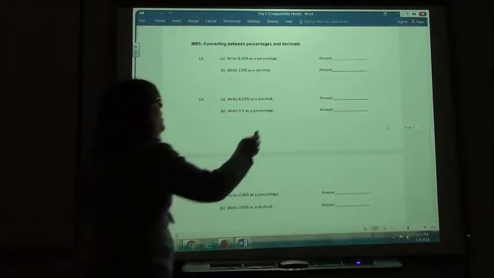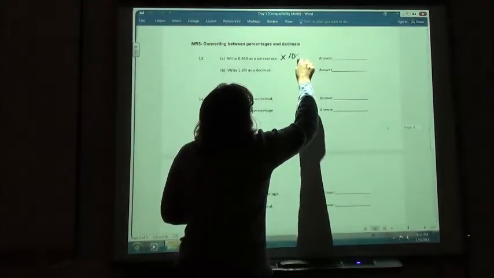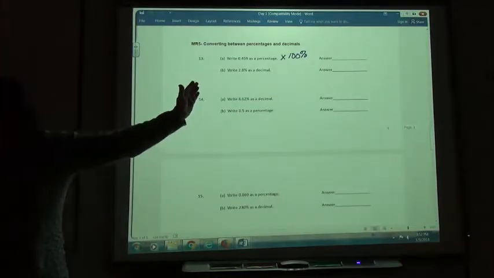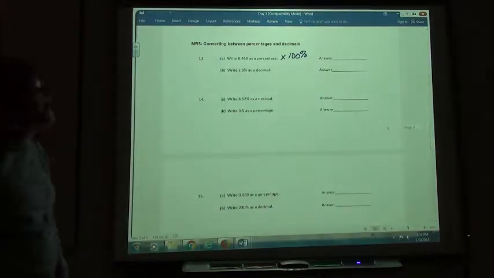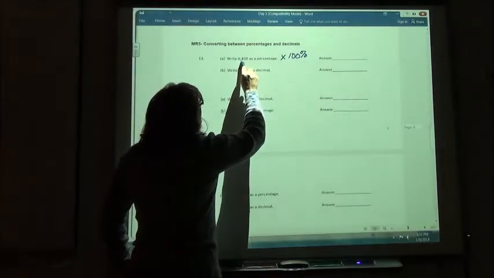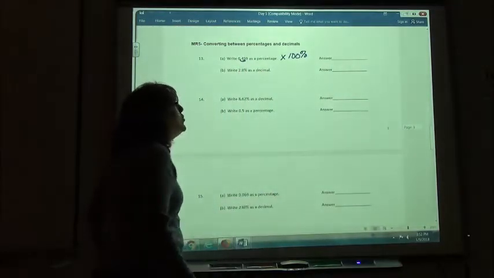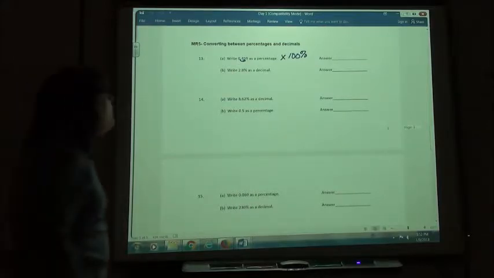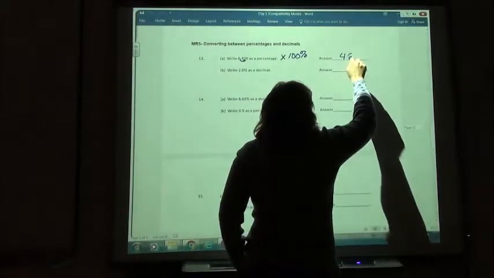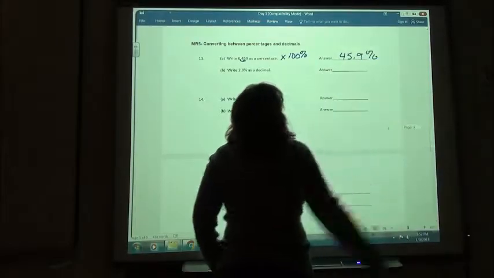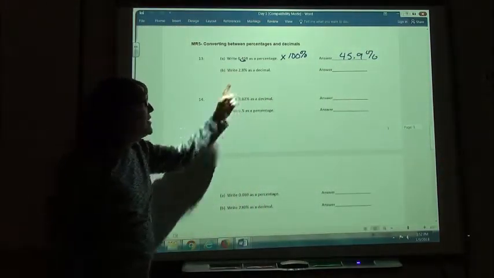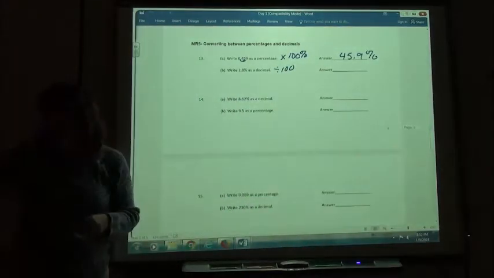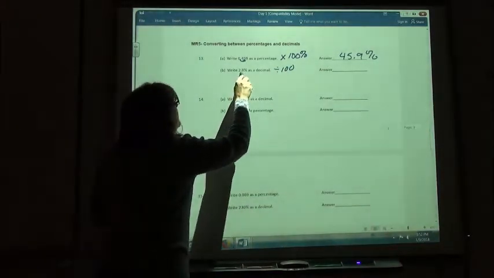When I multiply by 100, all I have to do is move my decimal 2 places to the right. You could use your calculator, but quick way, just move it over 2 places. 100 has 2 zeros. Our number system is powers of 10. So I would have 45.9%. If I want to get rid of the percent sign, I'm dividing by 100, which moves my decimal back or to the left 2 places.